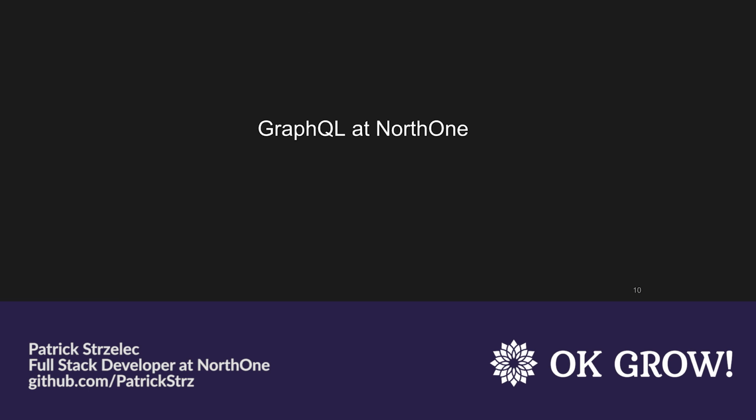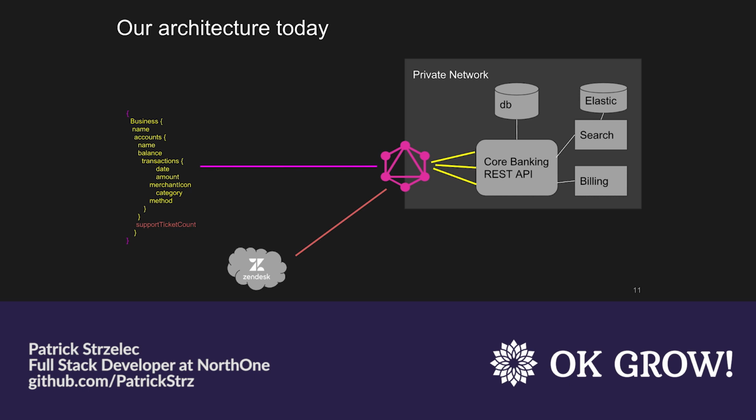So GraphQL at NorthOne. We're building a mobile app, and we're using an Apollo server gateway. This is what our architecture looks like. Right now we're working with a monolith because it's easy to get off the ground and understand our entire business domain first. If you notice here, we have one request. The color matches up to that monolith API. So we're performing 3 requests to this one service.